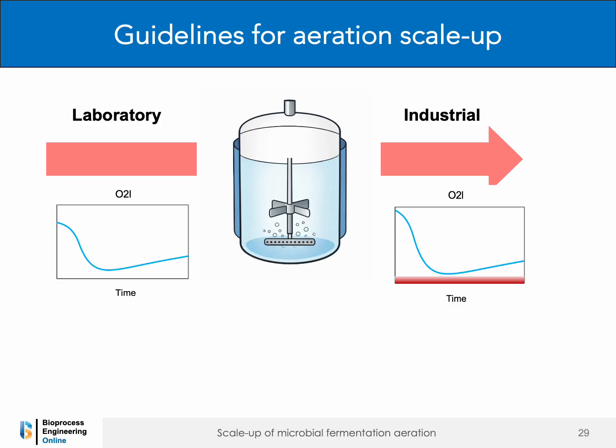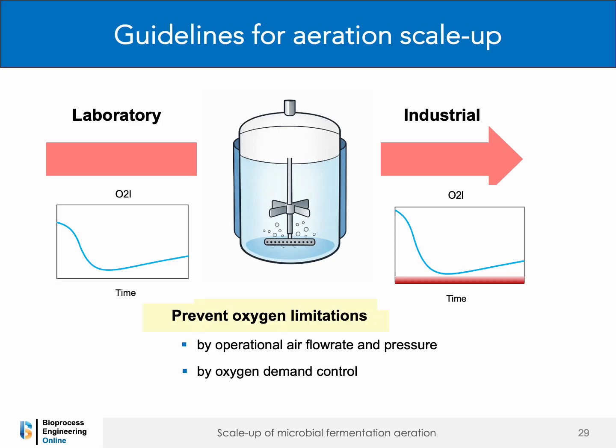Instead, the goal is to ensure that the dissolved oxygen concentration does not fall below a critical level, thereby preventing oxygen limitation throughout the process. This is achieved by selecting appropriate aeration conditions, in particular the airflow rate and the operating pressure, controlling the oxygen demand of the culture, mainly through regulation of the cellular biomass concentration.